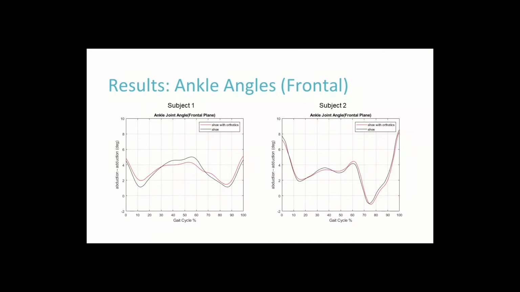The ankle joint angles in the frontal plane range between 2 degrees of eversion and 9 degrees of inversion. For subject 1 with the medially wedged orthotics, there's a significant decrease of ankle inversion during 60% of the gait cycle. Meanwhile, subject 2 experienced an increase of ankle inversion in the beginning of the initial swing.